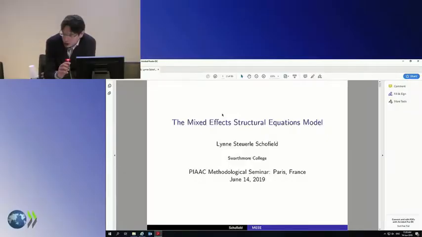The second session, we will try to investigate a bit more deeply some issues that were already raised in the introductory session. So we're going to have a presentation by Lynne Schofield, who is Associate Professor of Statistics at Swarthmore College. And she will present this MICI model that should be able to solve some of the problems that were raised. But you need item-level data for that, which we have.